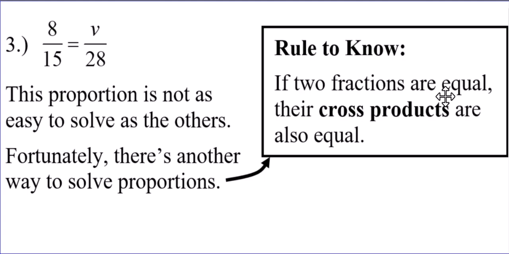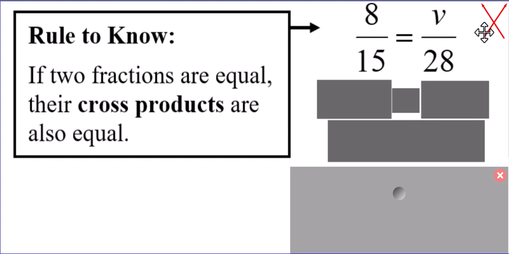If two fractions are equal, and you can see these two fractions are definitely equal, we have an equal sign in between, then their cross products are also equal. What does cross products mean? It means cross multiplying. So go ahead and draw this on the right side of the page. We're going to take 28, boom, draw an arrow. We're going to multiply it to 8. And we're going to take 15, boom, draw an arrow. We're going to multiply it to V. And we're going to keep the equal sign in between.